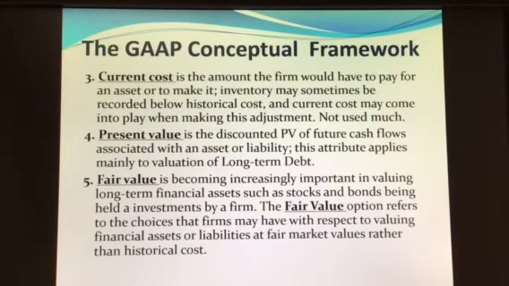Now notice, if prices have changed since we bought inventory or supplies, then the current cost of inventory is going to be different than the historical cost. Inventory may sometimes be recorded below historical cost, and current cost may come into play when making this adjustment. We will deal with this when we talk about inventory, because for the most part we'll focus on the historical cost of the inventory, except at year end, when we will have to make a comparison of cost to what's called net realizable value. But we'll deal with that later.